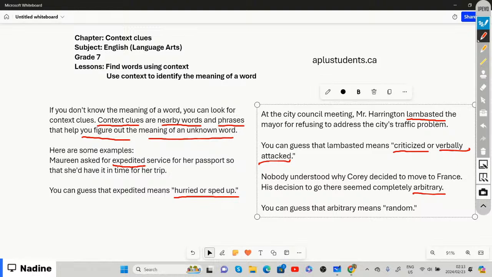So basically, you can guess that arbitrary means random, right? It is so completely random that Corey would decide to just move to France, right? So that is arbitrary. Arbitrary is random. Expedite means hurried, speed up, quickly. Lambasted means either to criticize somebody, verbally attack somebody, or basically just standing up and telling the person like it is.